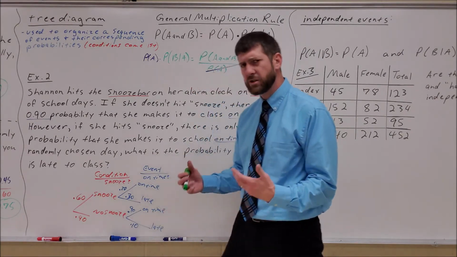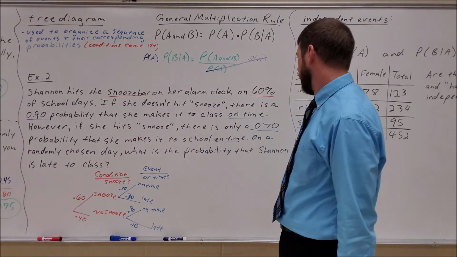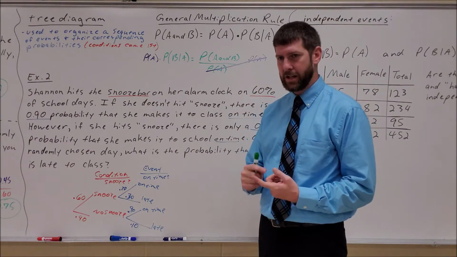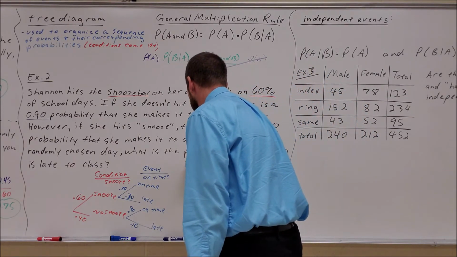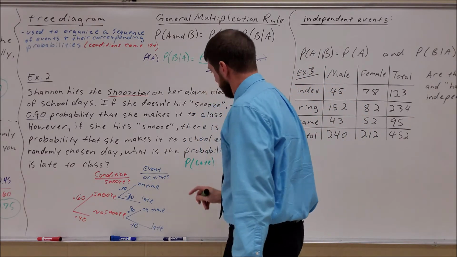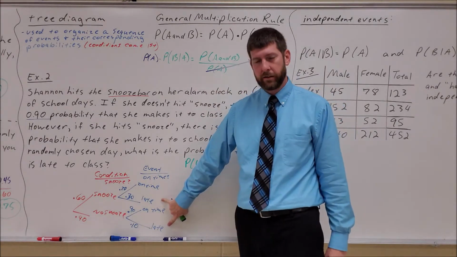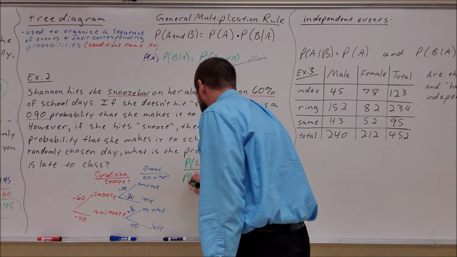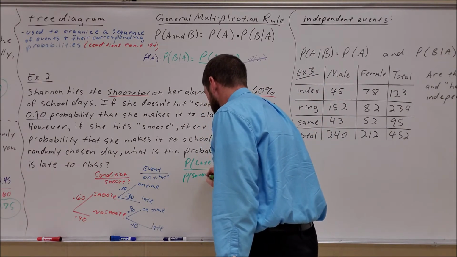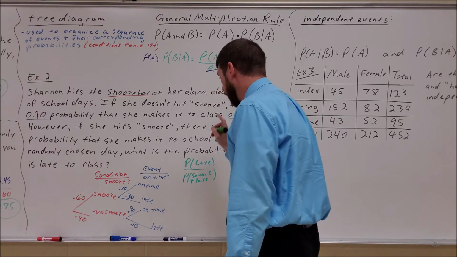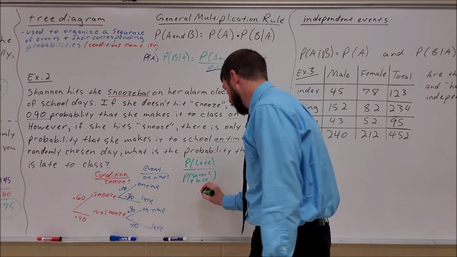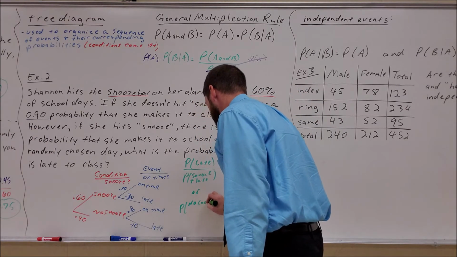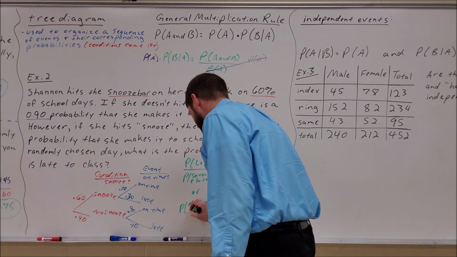So let's look and see what we're trying to calculate. On a randomly chosen day, what's the probability that Shannon is late to class? Well, there are two different outcomes that end up late, correct? So to be late, she could snooze and end up late, or she could not snooze and still end up late.